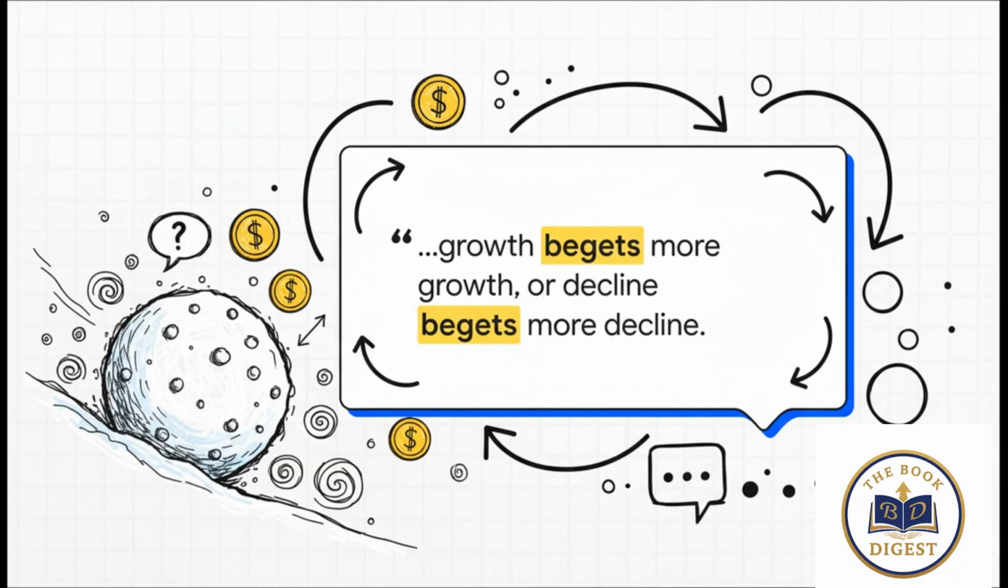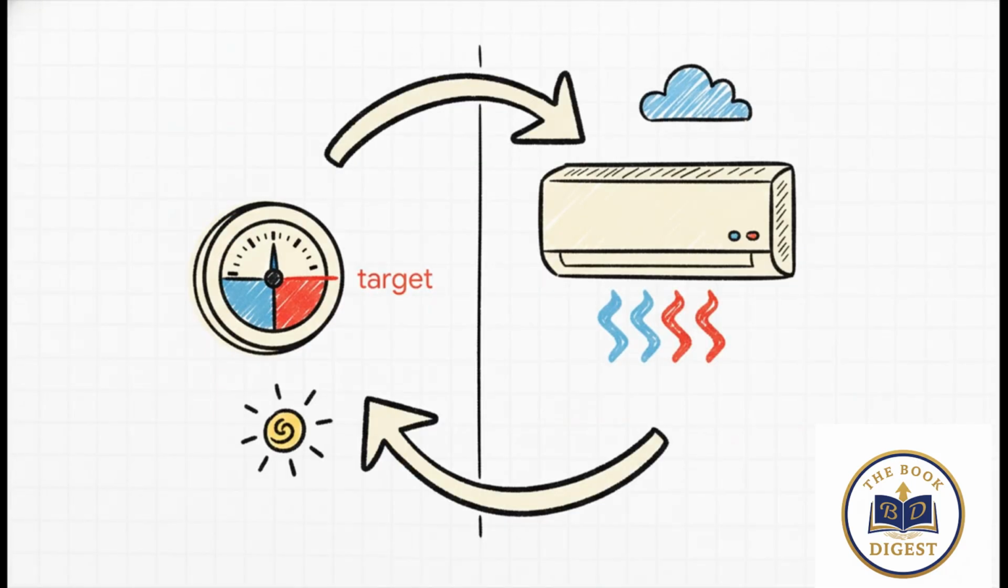The more you have, the faster you get even more. Then you've got the other side of the coin, balancing loops. These guys are these stabilizers. They're always trying to hit a target and close a gap. A thermostat is the perfect example. It's always working to keep the room at that one perfect temperature.